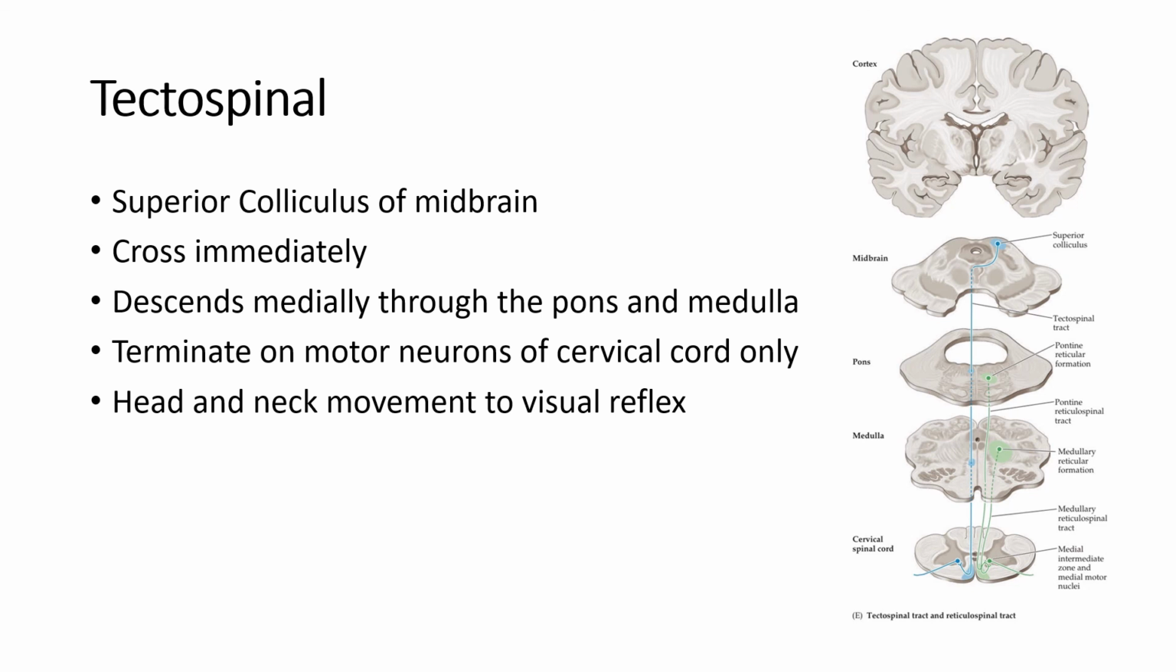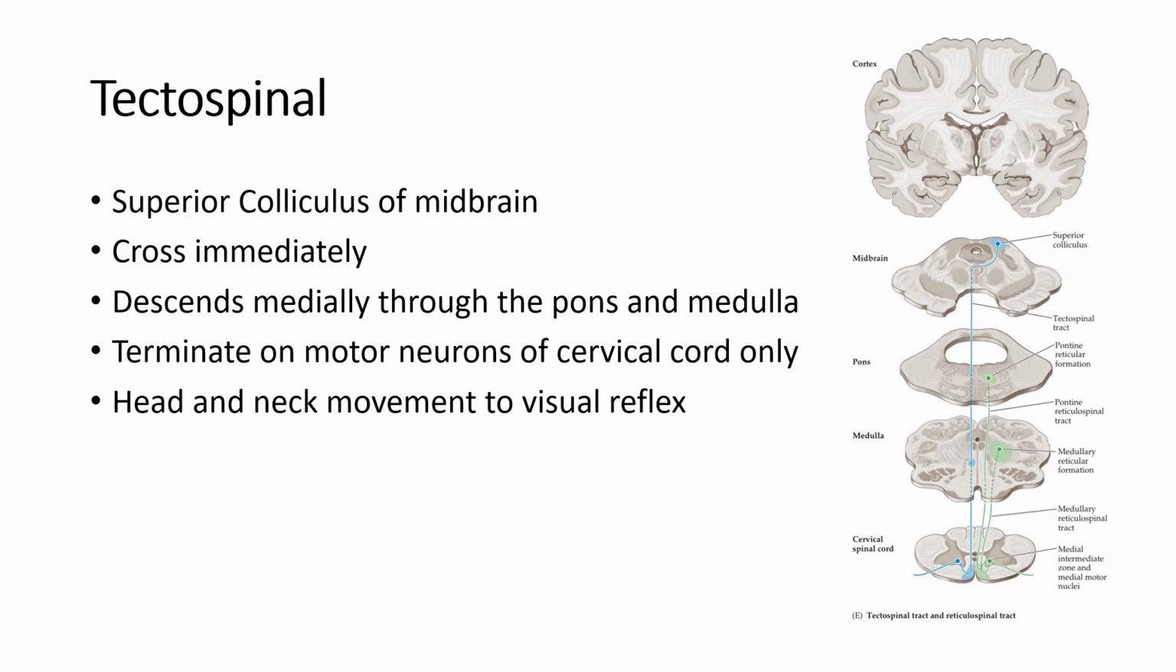Tectospinal, tectum. Okay, so what areas are on the tectum? Superior and inferior colliculus are part of the tectum area. So this one here is superior colliculus of the midbrain, crosses over right there at the superior colliculus, descends medially through the pons and medulla, terminates on the motor neurons of the cervical cord only, so neck, because it's going to turn the head to turn and look, remember, as part of that reflex.